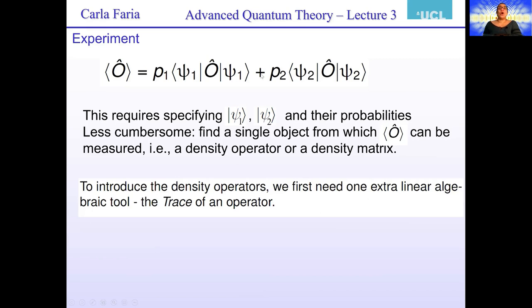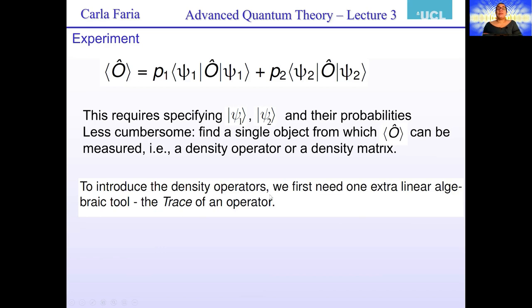So hence the question, what is that we're going to have? Because this requires specifying psi1 and psi2, requires knowing this probability, specifying the probabilities, and then you get the result, but it's going to be quite cumbersome. So what people aim at when they're looking at density matrices is to find a single object from which this experimental value of O can be measured, and which is going to allow you then to reproduce all the uncertainty that is in your problem, but it's going to be a single mathematical object. And that's why density operators or density matrices were introduced.